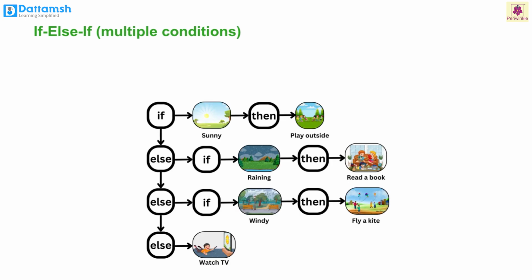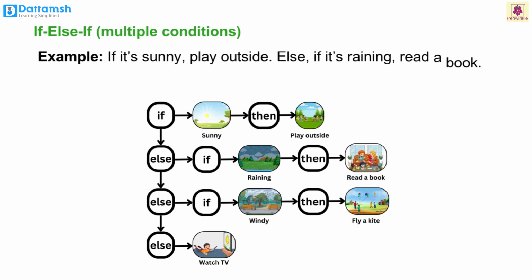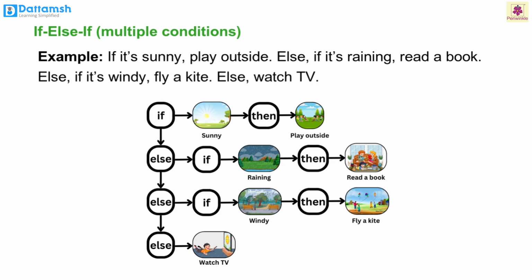If else if, multiple conditions. Now, let's add more choices to our example. For example, if it's sunny, play outside. Else, if it's raining, read a book. Else, if it's windy, fly a kite. Else, watch TV. You check conditions in order.